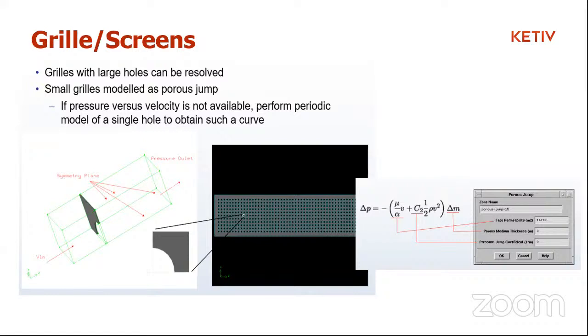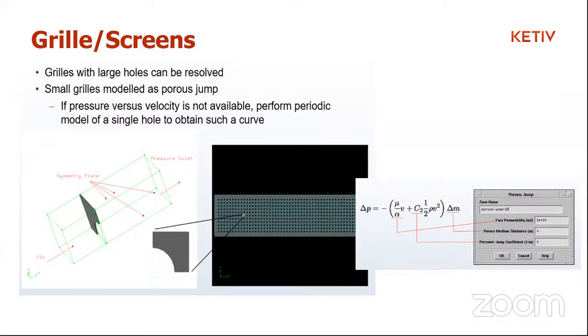So again, what you can do is you can use a porous jump formulation. This is similar to the porous media formulation, the only difference being that the porous jump is a single boundary and not a volumetric domain, whereas the porous media is an actual volumetric domain, right?